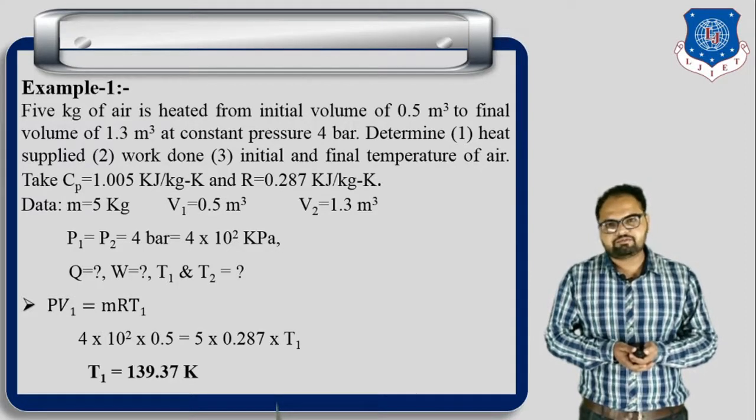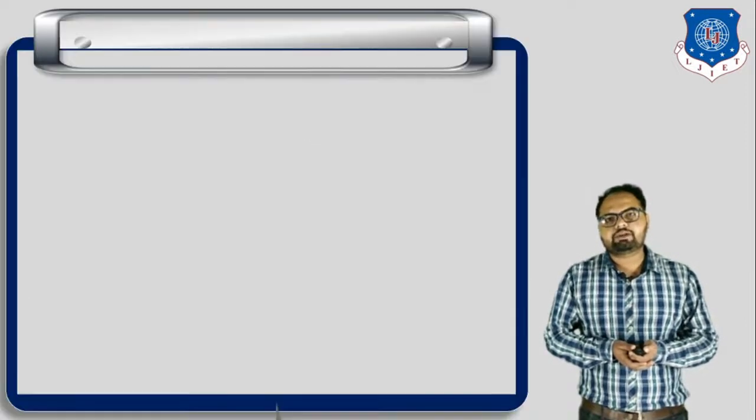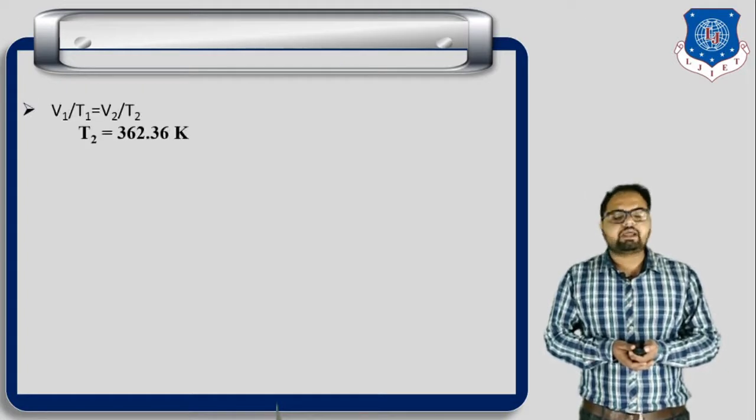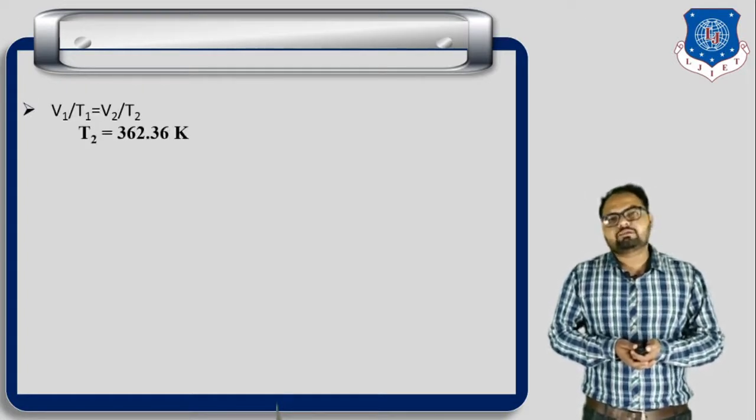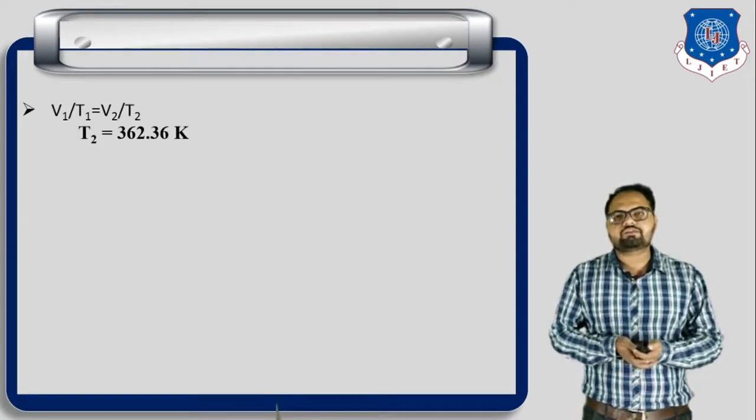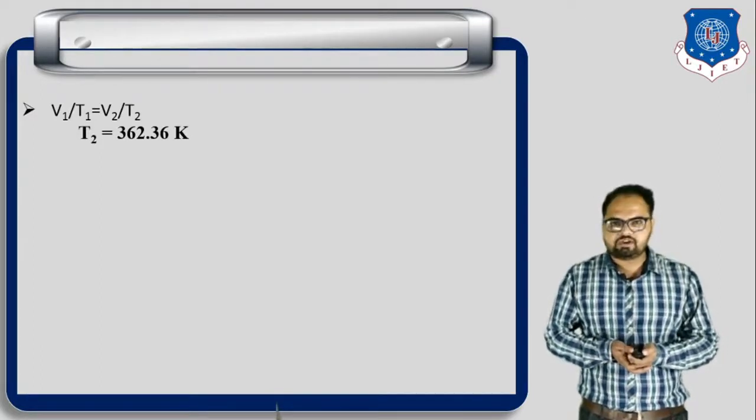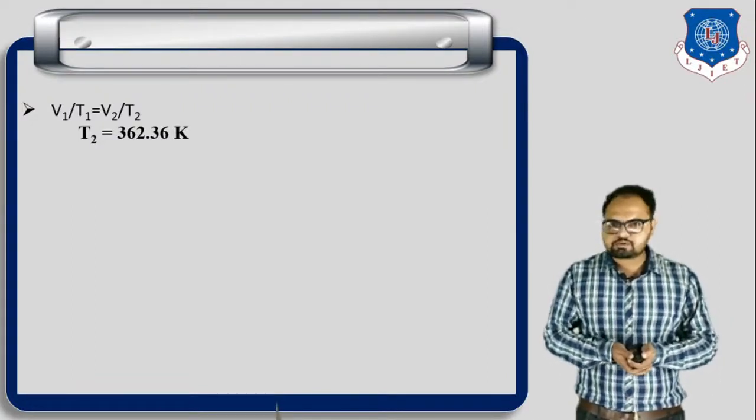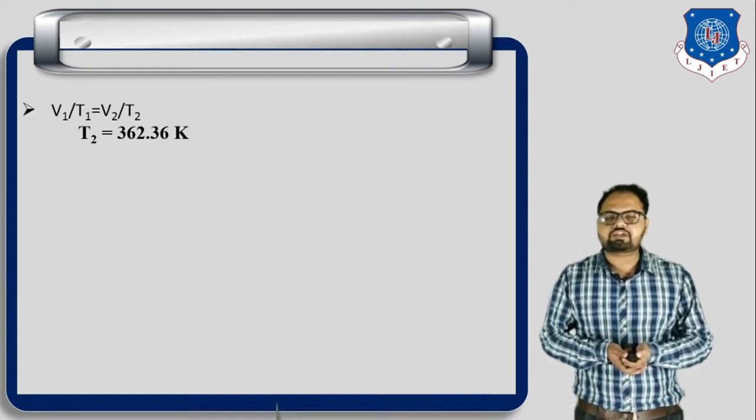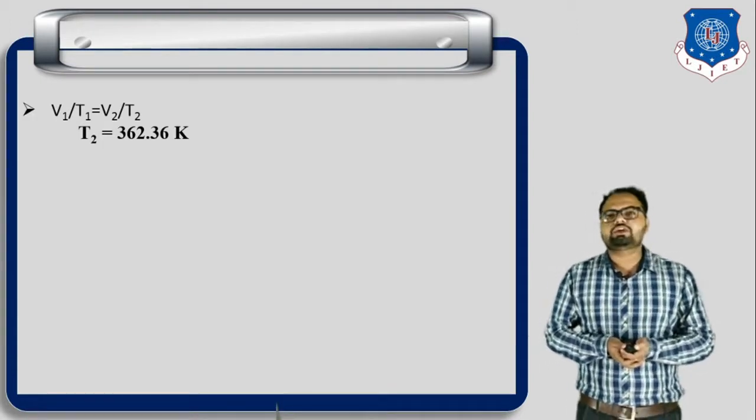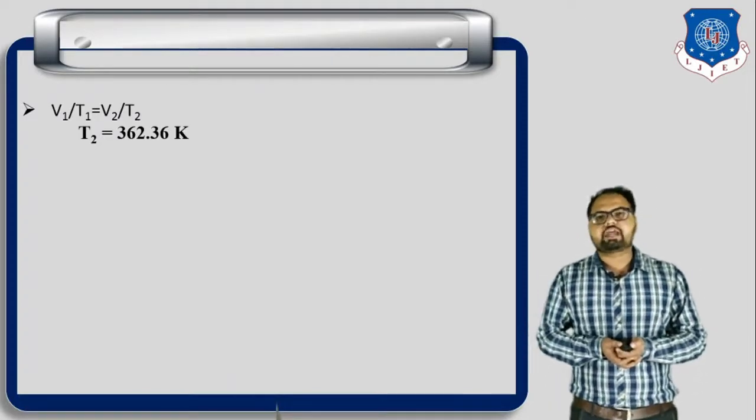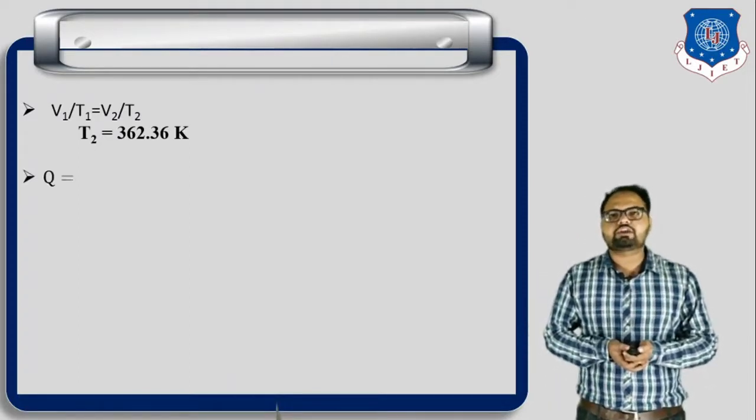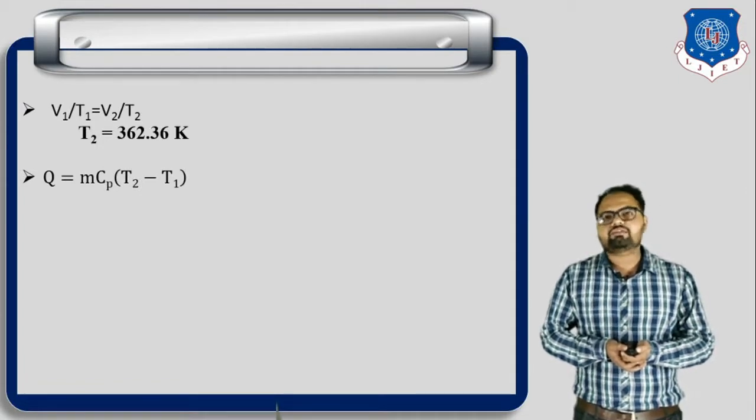This is answer 1. Now we need to find temperature T2. For finding T2, we know the relation for constant pressure process. The ideal gas relation is P1 V1 by T1 is equal to P2 V2 by T2. But this is a constant pressure process, so P1 is equal to P2. So the final equation becomes V1 by T1 is equal to V2 by T2. From this equation we get the value of T2 as 362.36 Kelvin.